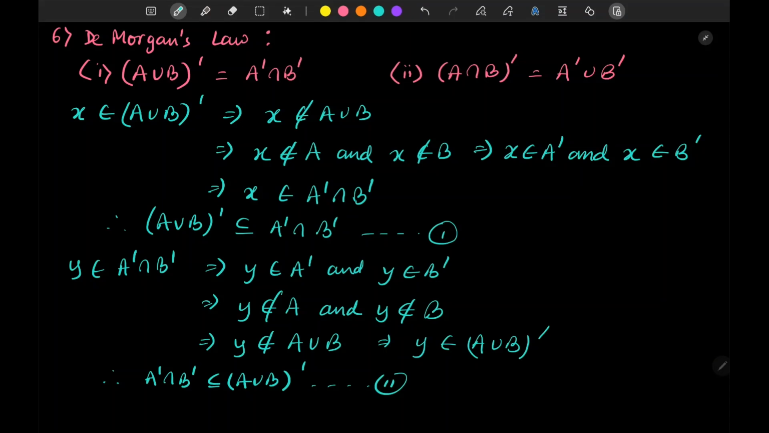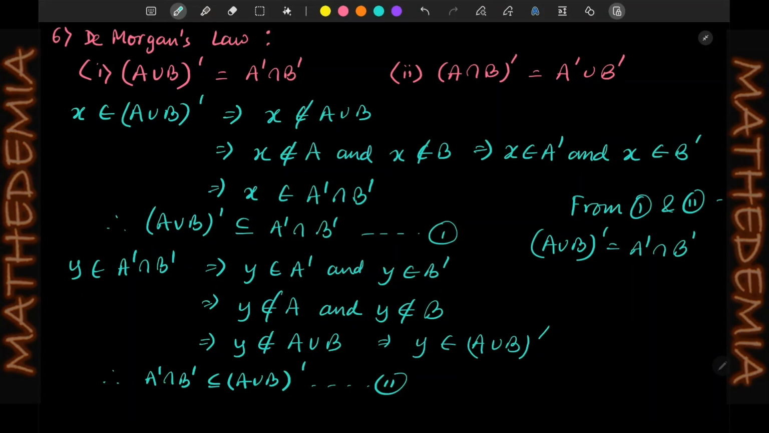Now, the two results obtained from equations 1 and 2 oppose each other. This means that (A union B) whole complement is a subset of A complement intersection B complement, as well as the superset of A complement intersection B complement. The two results are satisfied and proven to be true if and only if the sets are equal. Hence, from the results obtained from 1 and 2, we can say that (A union B) whole complement is equal to A complement intersection B complement. A similar method can be used to prove the second law of De Morgan's.